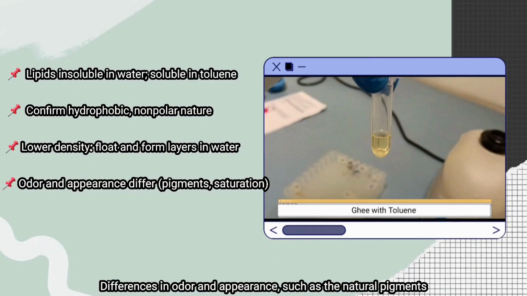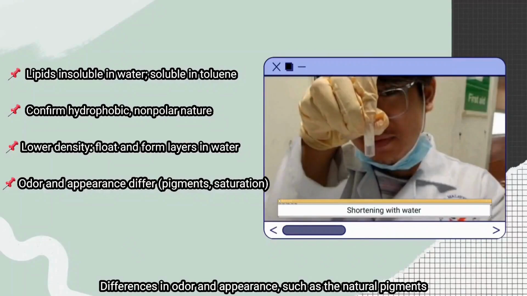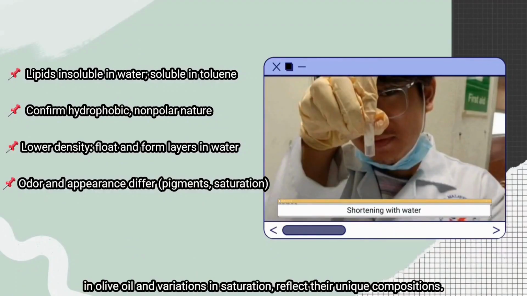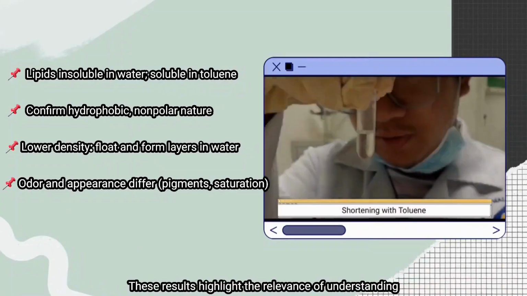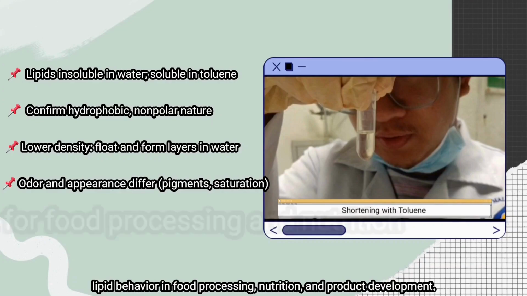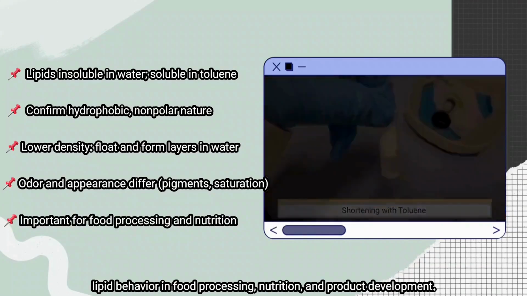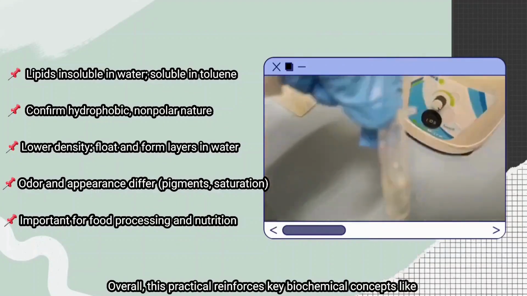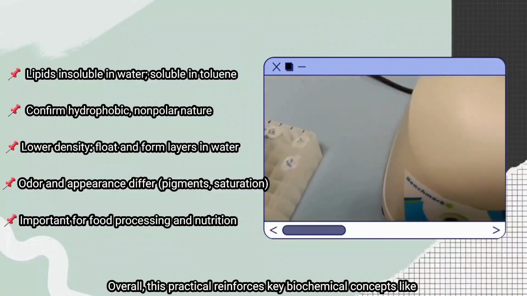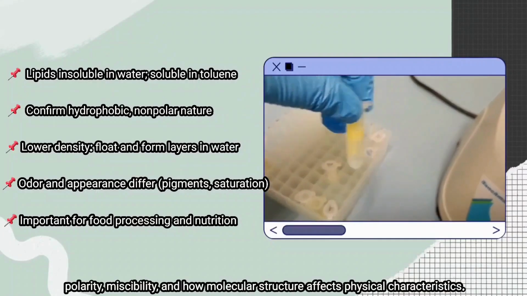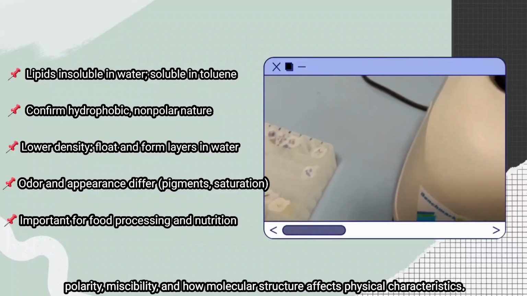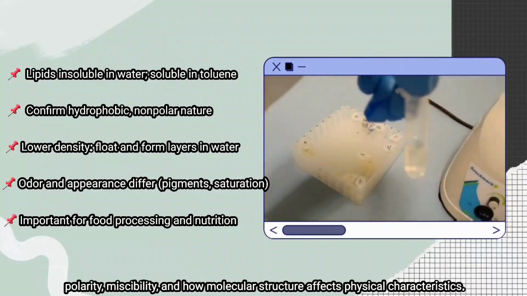Differences in odor and appearance, such as the natural pigments in olive oil and variations in saturation, reflect their unique compositions. These results highlight the relevance of understanding lipid behavior in food processing, nutrition, and product development. Overall, this practical reinforces key biochemical concepts like polarity, miscibility, and how molecular structure affects physical characteristics.